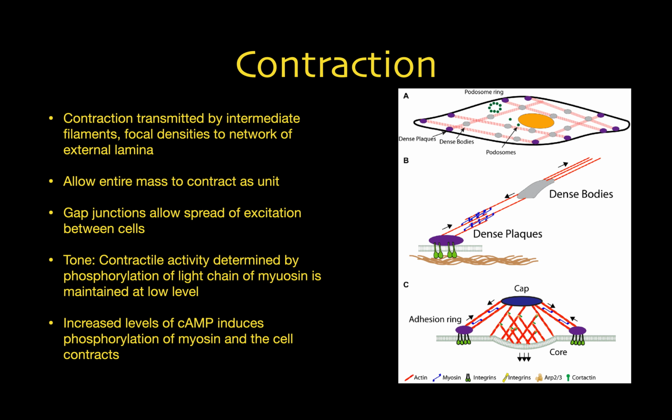Contraction is transmitted by the intermediate filaments and the focal densities to the network of external lamina, and it allows the entire mass to contract as a unit. The gap junctions allow the spread of excitation between cells, and tone is when the contractile activity determined by the phosphorylation of light chain of myosin is maintained at a low level. So it's similar to skeletal muscle.